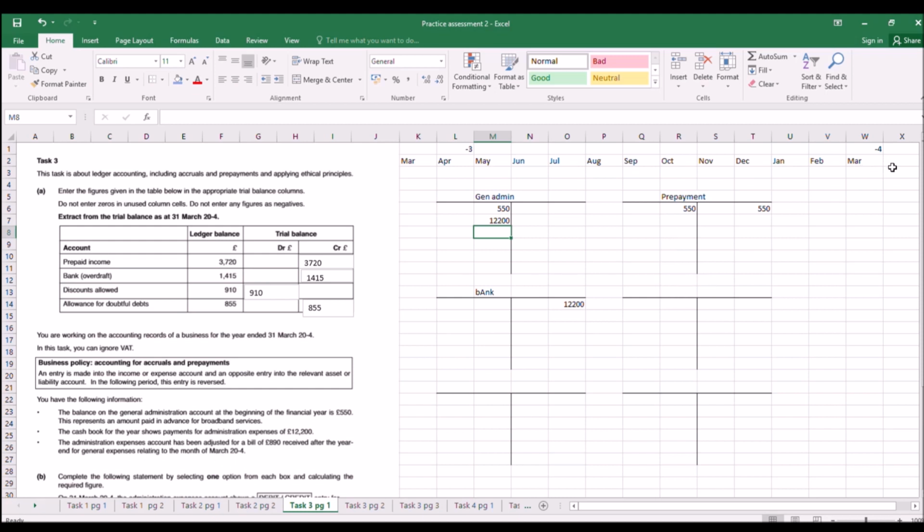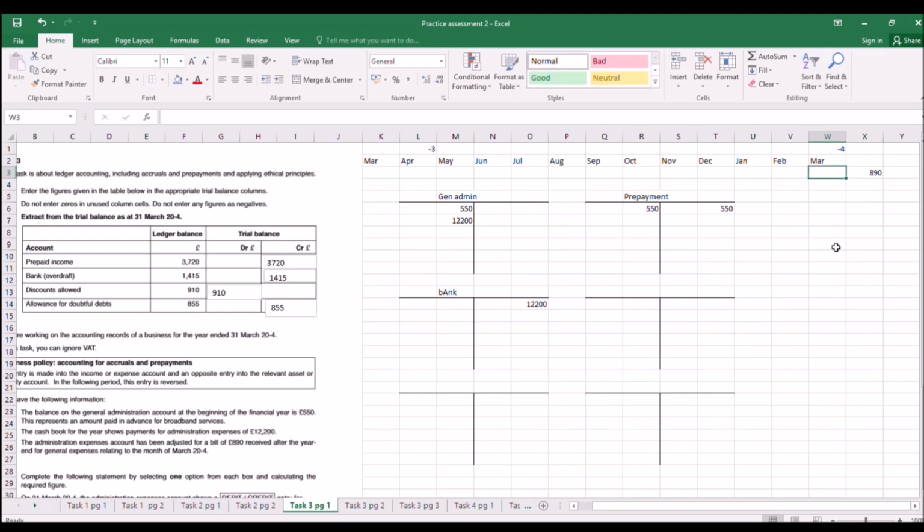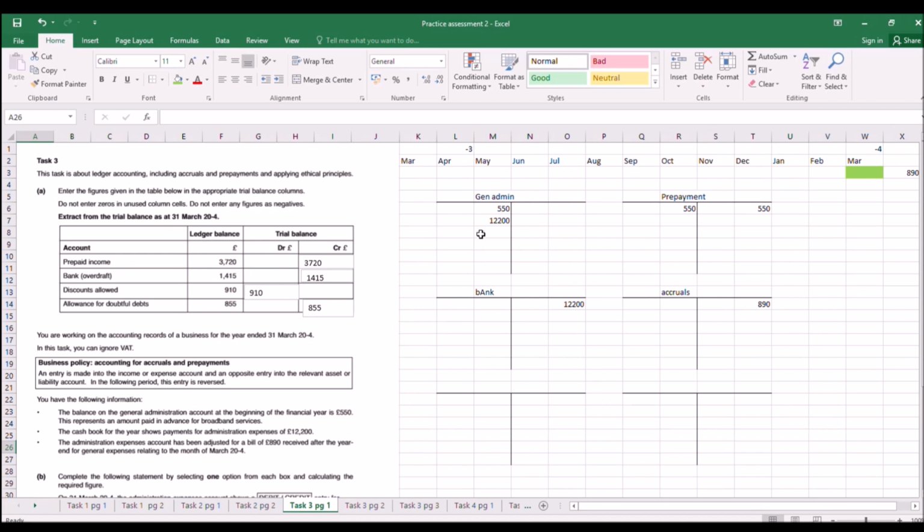So a bill was received here for 890. It actually related to here. So we pulled that back by going credit accruals 890, and we debited that figure there. We would have debited it because the other one was in the bank account. So we've gone debit that one there, accrual. So we opened up with the prepayment, then we had our bank payments during the year, and then we've had an end accrual.